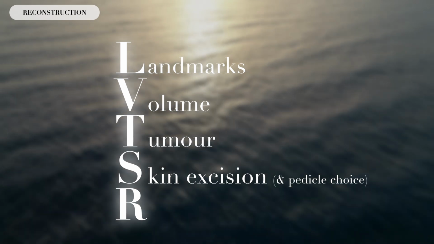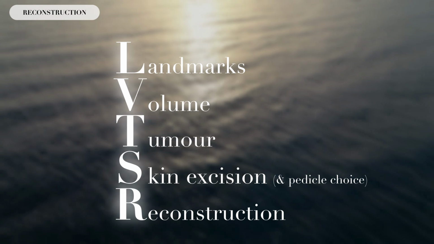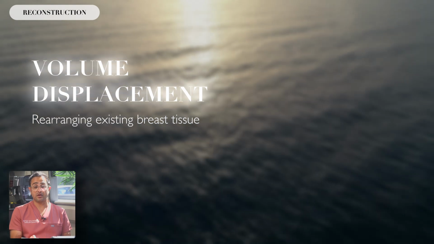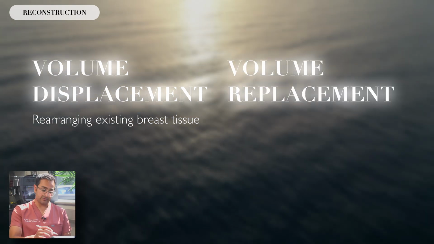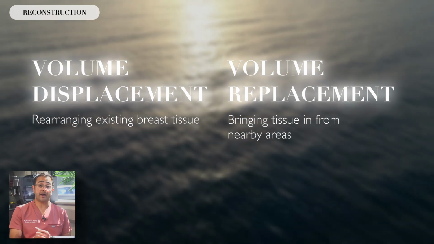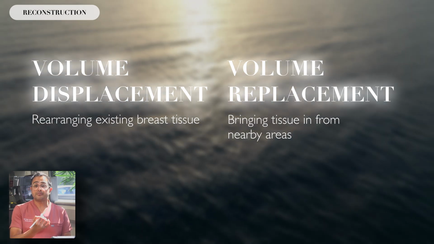Finally, we plan how to reshape the breast. And this can involve volume displacement, so this is rearranging existing breast tissue, or volume replacement, which is bringing tissue in from nearby areas such as the outer chest wall or lower to the breast. And this is where surgery becomes truly artistic, because we are not just removing, we are sculpting.